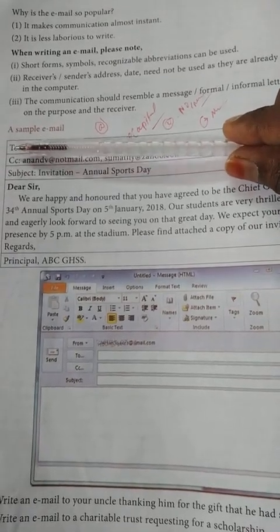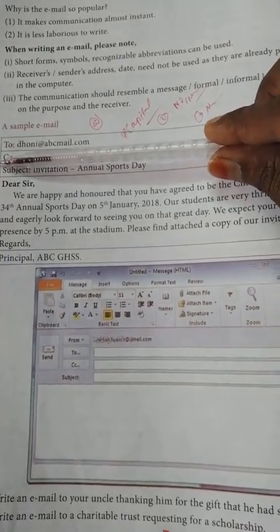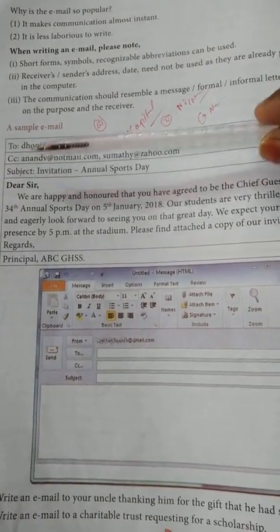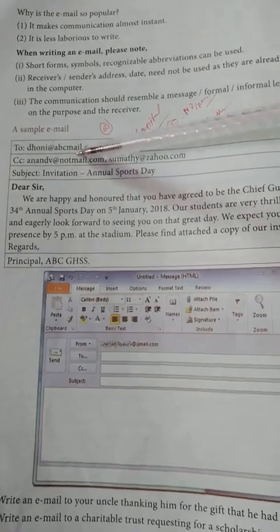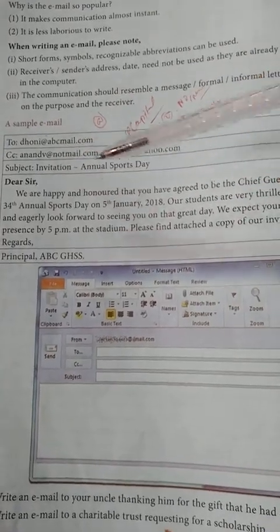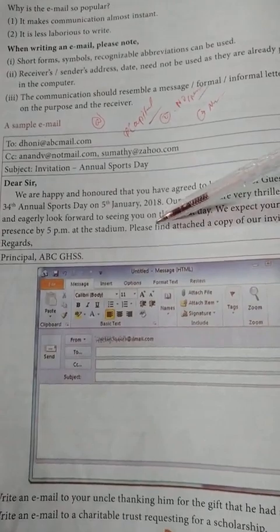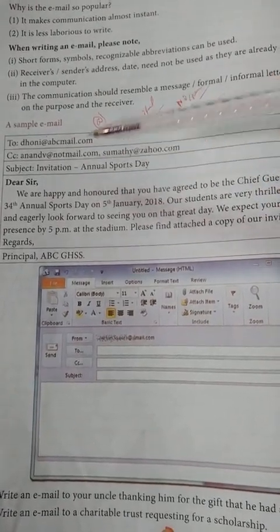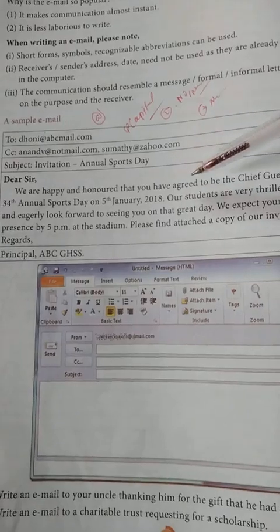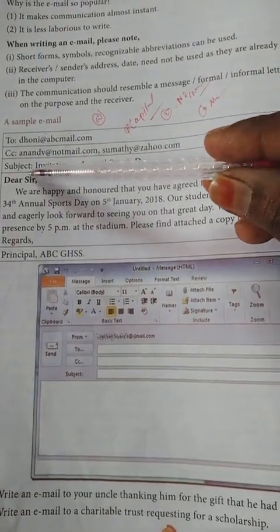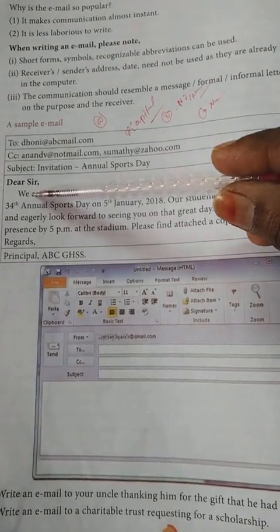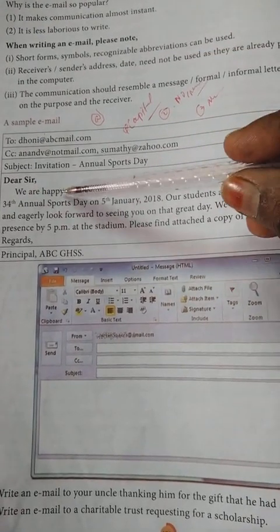So when you're writing, first you have to write the To address, and second you go straight to the subject and put a colon. The subject is what the email is all about. So the invitation, it's for what? It's for the annual sports day. After that you just make a line and then write, dear sir or madam, according to that.